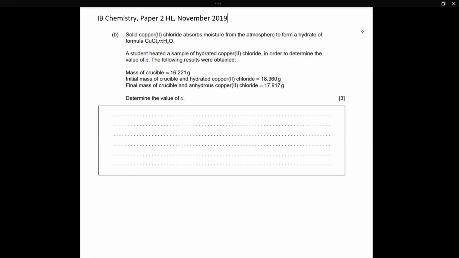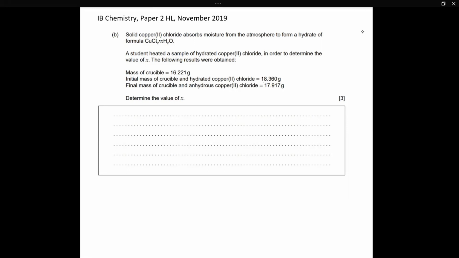Now, I haven't mentioned this, but as you can probably see, the question is from an HL paper, but it shares content with SL. Both SL and HL students need to know how to solve such questions, and it's from the November 2019 batch.